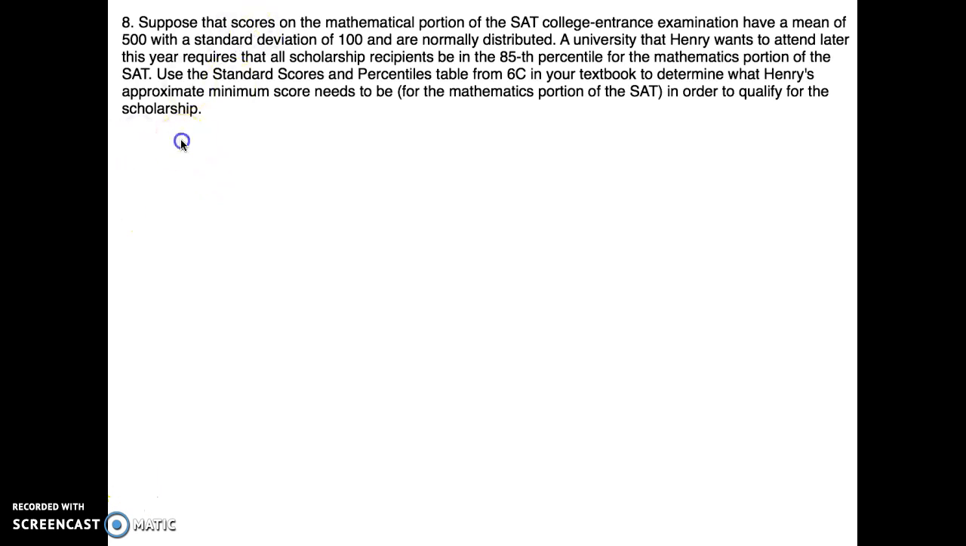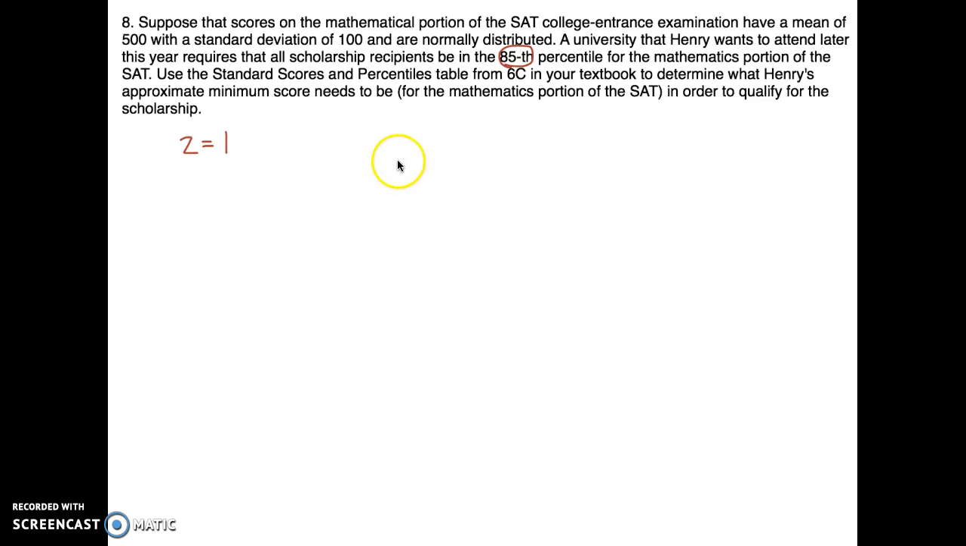So on this one, let's say our z-score is equal to 1 because of this 85th percentile. Then another reason why is if you look at the table, that 84.13 is closer to 85 than the next number, which is 86.43. So we're going to use z being 1.